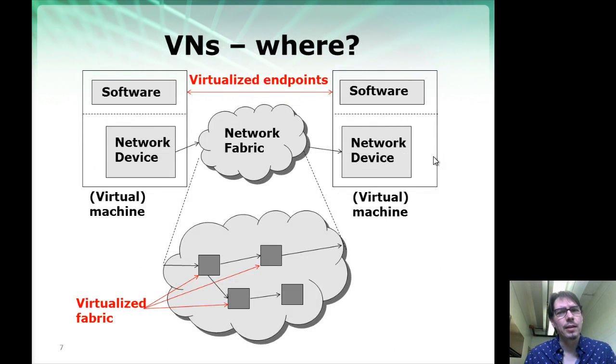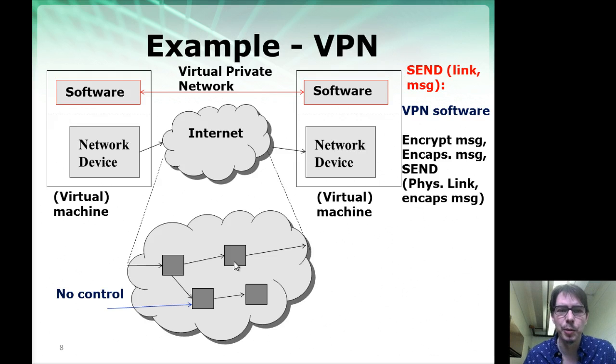Now, virtual networks, as described, can be applied in different places. In general, you could run virtual networks on the endpoints. That could be, in the example I just gave, an application that works like a virtual router running on two endpoints, let's say two virtual machines in the cloud. Or you could run virtualization on the fabric itself, on the switches and routers that make up the networking cloud, if you wish. And there are benefits and drawbacks of each approach.